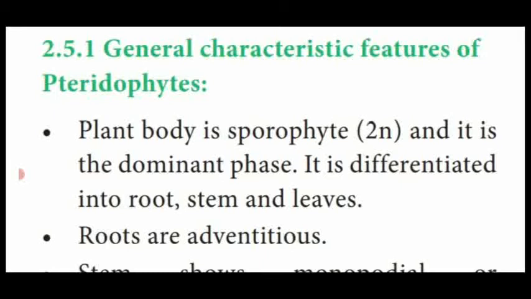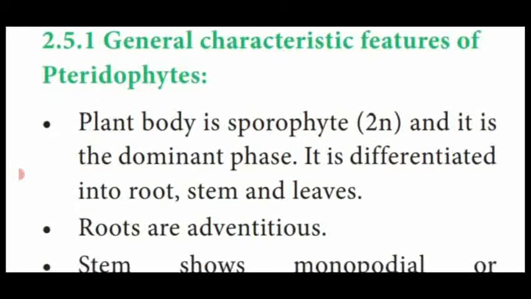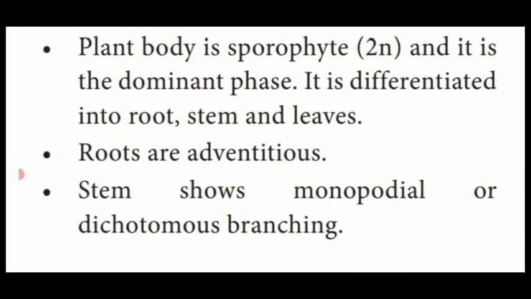The plant body is differentiated into root, stem and leaf. But this root, stem and leaves are somewhat different from the advanced plants present in the gymnosperms and angiosperms, that is flowering plants. So the root, stem and leaves of flowering plants are different from those of pteridophytic plants. The roots show the adventitious type of roots.